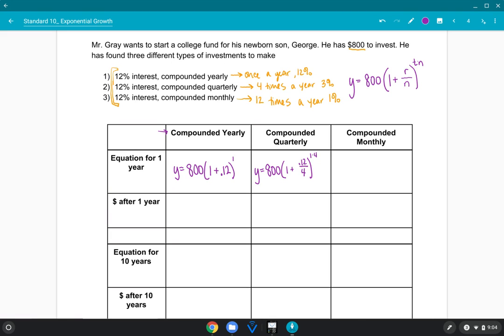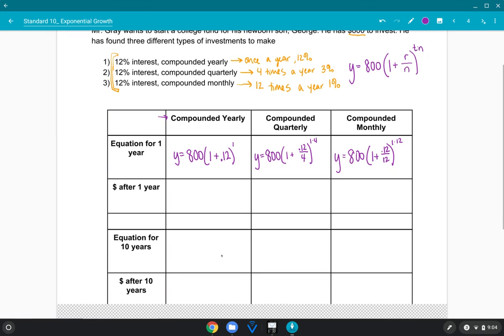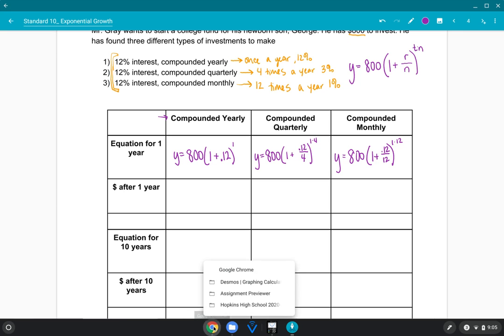And if we talk about monthly, that is the rate 12 times a year, 1 times 12. Okay. This is how you would figure this out. Which one do you guys think is going to be the most? Compounding yearly, quarterly, or monthly? Well, let's figure it out. So we're going to go to Desmos.